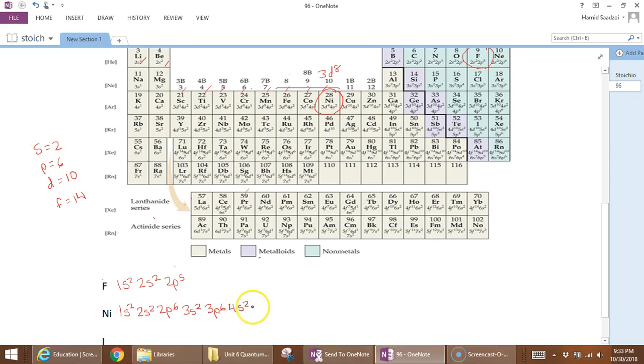4S2, and now the D block begins. Remember, D is one less than the period number. It's in the fourth shell, so it's going to be 3D. And remember, our stop sign is at 3D8. Once again, you can see the total number of electrons matches, which is 28. You can just count the exponents if you don't believe me. 2, 4, 10, 12, 18, 28. We know we did it correctly.